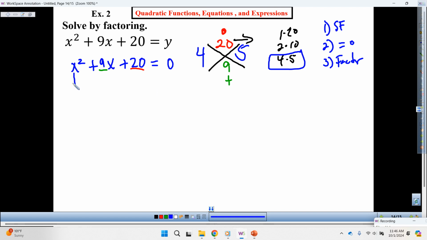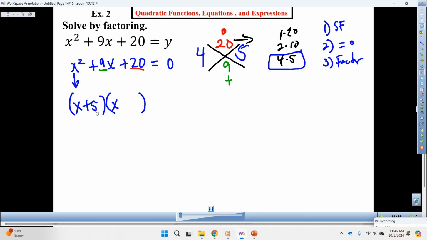Therefore, x squared becomes what? X times x, is that correct? And what else do I write? Plus 5, let me write the 4 just to keep it in order. Plus 4 and plus 5. So far, so good. But now we have equal to 0. Are we there so far? Last step.